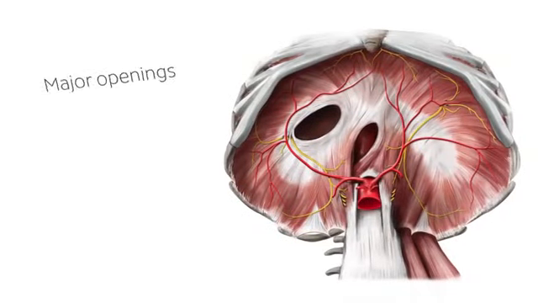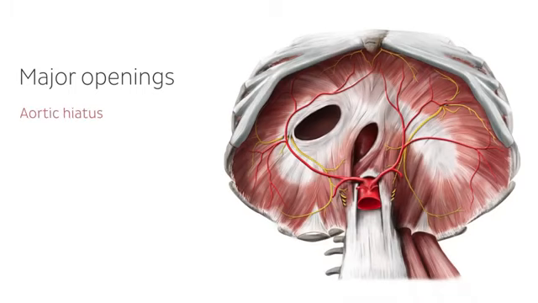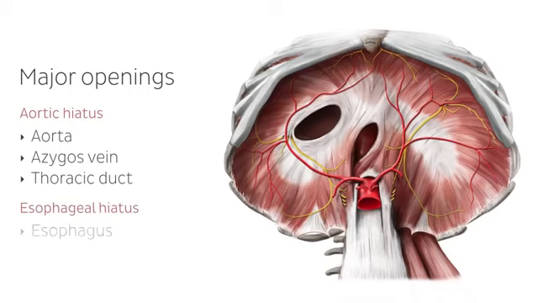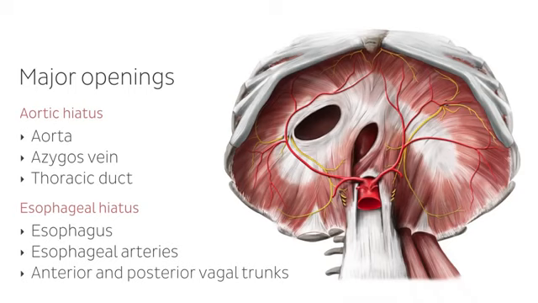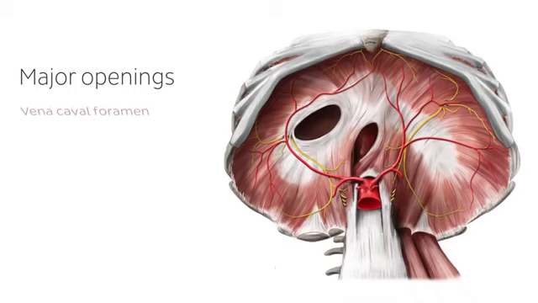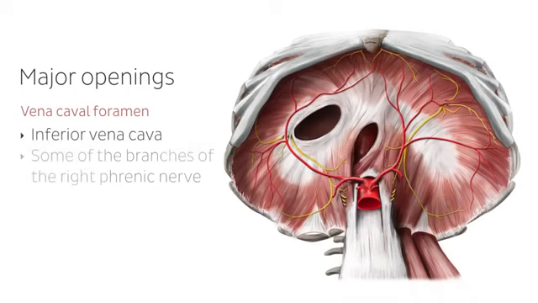The major openings are named after the largest structures that run through them and are the aortic hiatus, which allows the aorta, the azygous vein, and the thoracic duct to pass from the thoracic cavity into the abdomen; the esophageal hiatus, which contains the esophagus, and the esophageal arteries, as well as the anterior and posterior vagal trunks; and the vena cava foramen, which of course encircles the inferior vena cava, as well as some of the branches of the right phrenic nerve.